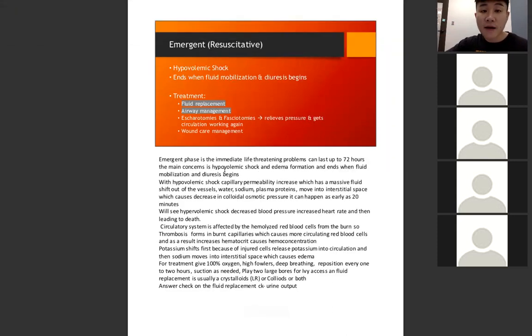All right, next we have the emergent resuscitative phase. This is when the patient experiences severe hypovolemic shock, and this phase will end when fluid mobilization and diuresis begin. So remember earlier I said how a patient with a burn injury can have decreased urine output. So when the patient starts to produce normal urine output, which is diuresis, that means the patient is coming out of the emergent phase.